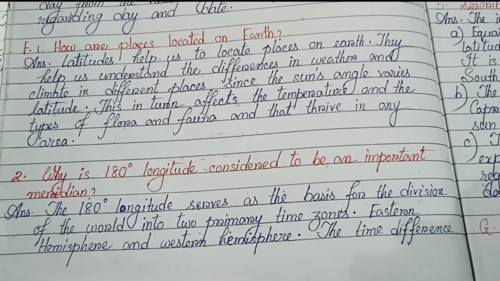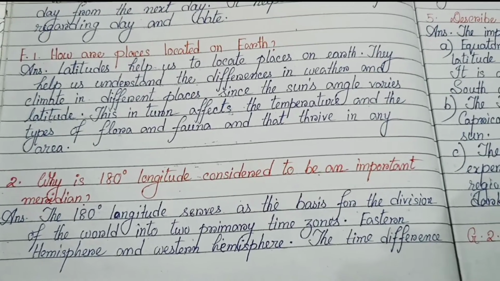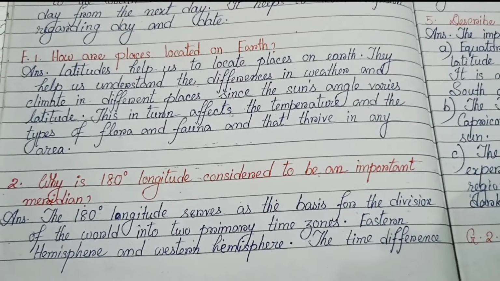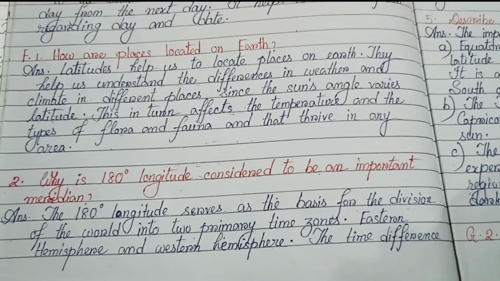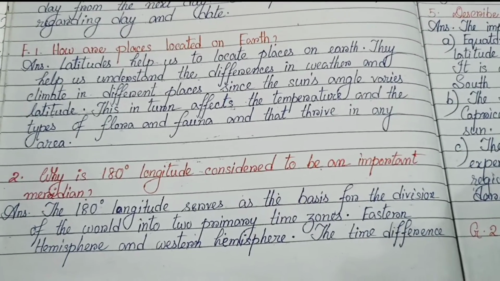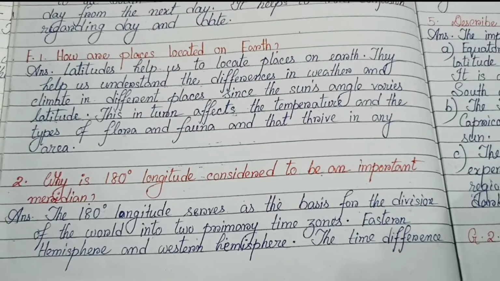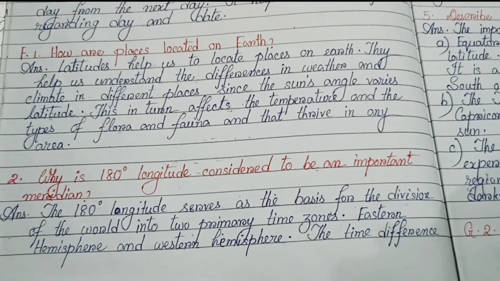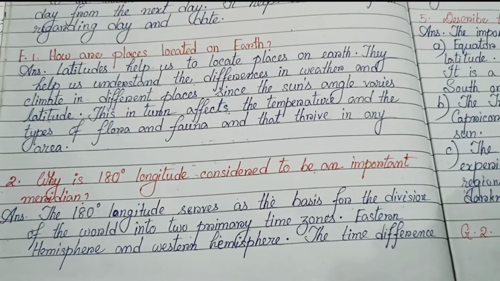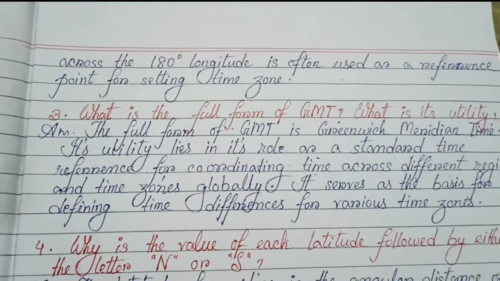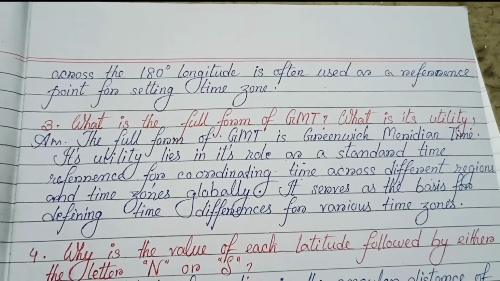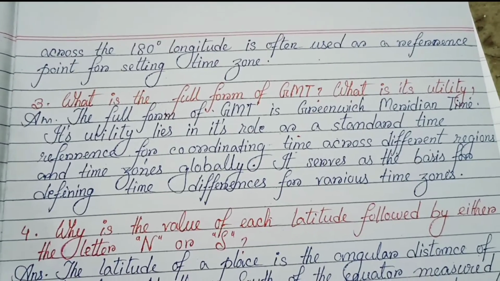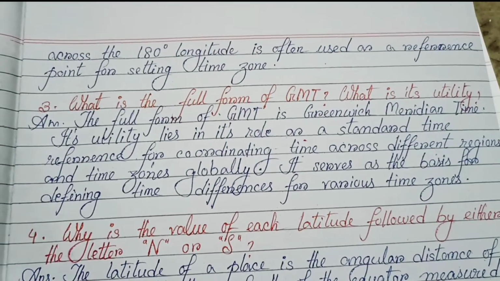Number 2, why is 180-degree longitude considered to be an important meridian? The 180-degree longitude serves as the basis for the division of the world into two primary time zones, Eastern Hemisphere and Western Hemisphere. The time difference across the 180-degree longitude is often used as a reference point for setting time zone.